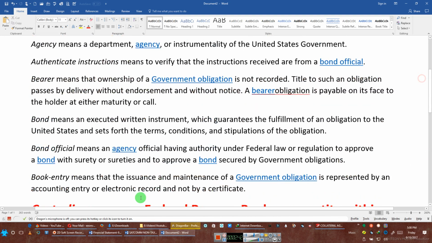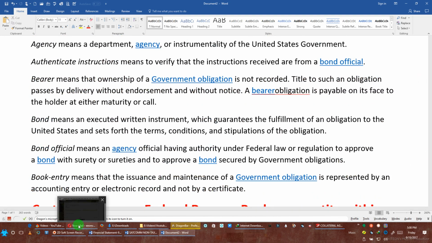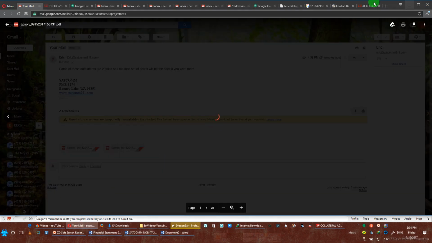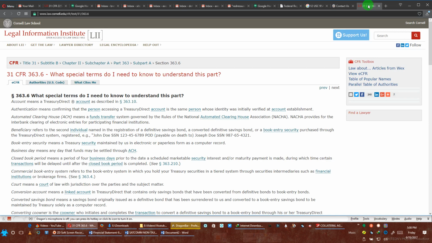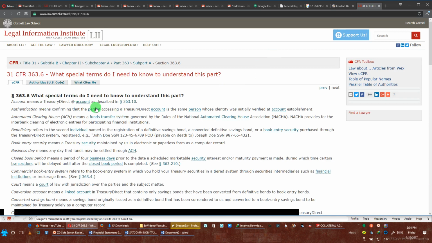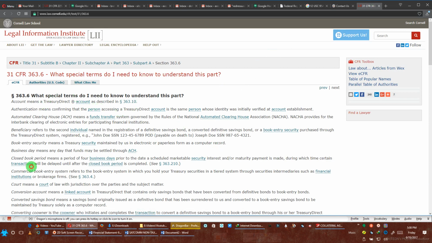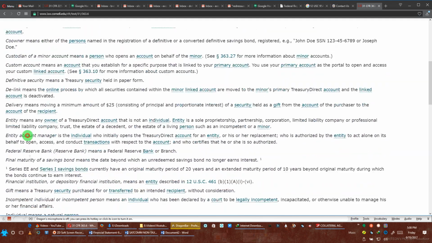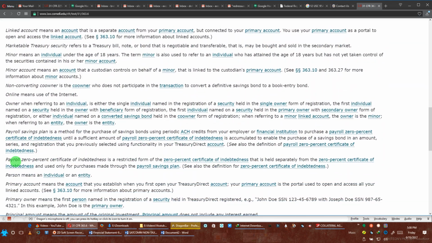So we're going to go to 363. Yeah, we can go here. Come on now. Let me go there. 363.6. Okay, we're going to look up what minor means. Minor! Come on, minor. There, minor goes. Minor account means an account that a custodian controls on behalf of a minor that is linked to the custodian's primary account.